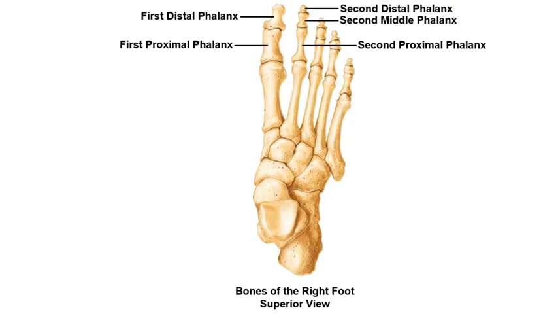The 2nd through 5th digits all contain 3 phalanges. Examining the 2nd digit, the 2nd proximal phalanx forms a joint with the 2nd metatarsal. The 2nd distal phalanx is found at the distal tip of that digit. The 2nd middle phalanx is the phalanx that forms joints with the 2nd proximal and 2nd distal phalanx bones. This naming scheme continues through the 3rd, 4th, and 5th digits of the foot.